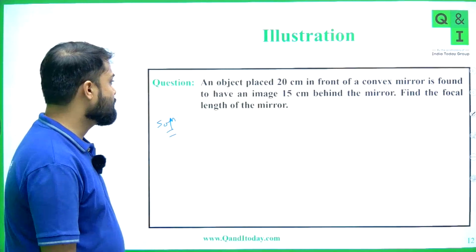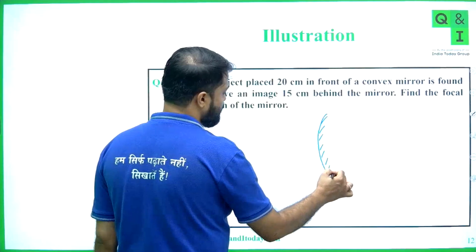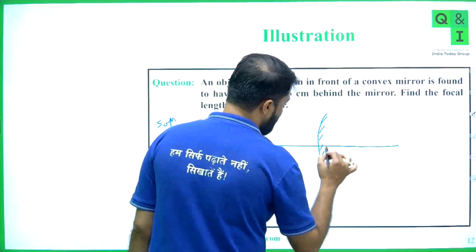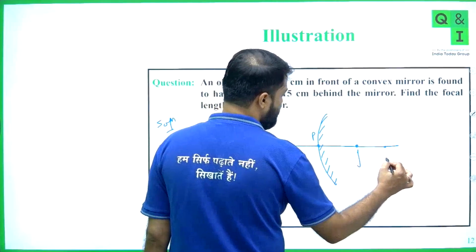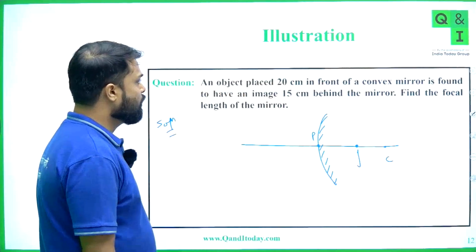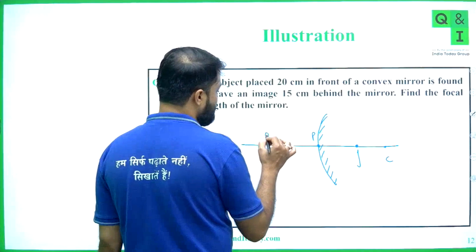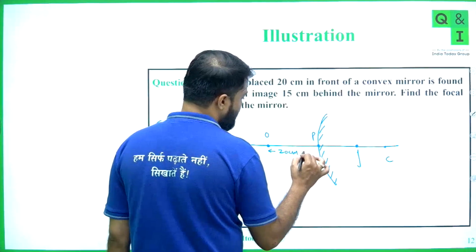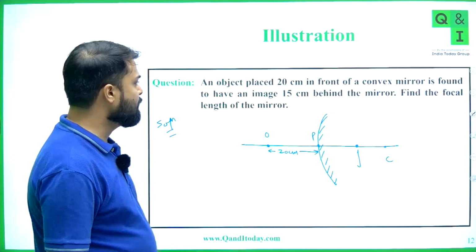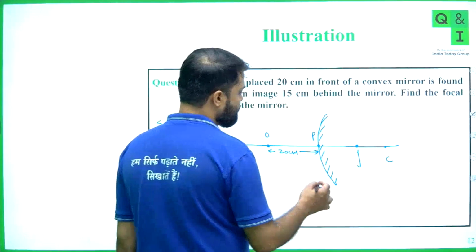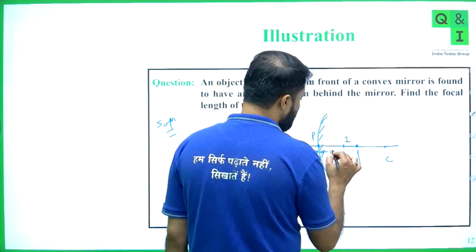Okay. Now this time we are given a convex mirror. So this is our convex mirror. This is our principal axis. This is pole. Let's say this is focus and this is center of curvature. Now the object is placed 20 centimeter in front of the convex mirror. So our object is placed there, at a distance of 20 centimeter. Now the image is formed 15 centimeter behind the mirror. So let's say the image is formed somewhere here, which is 15 centimeter.